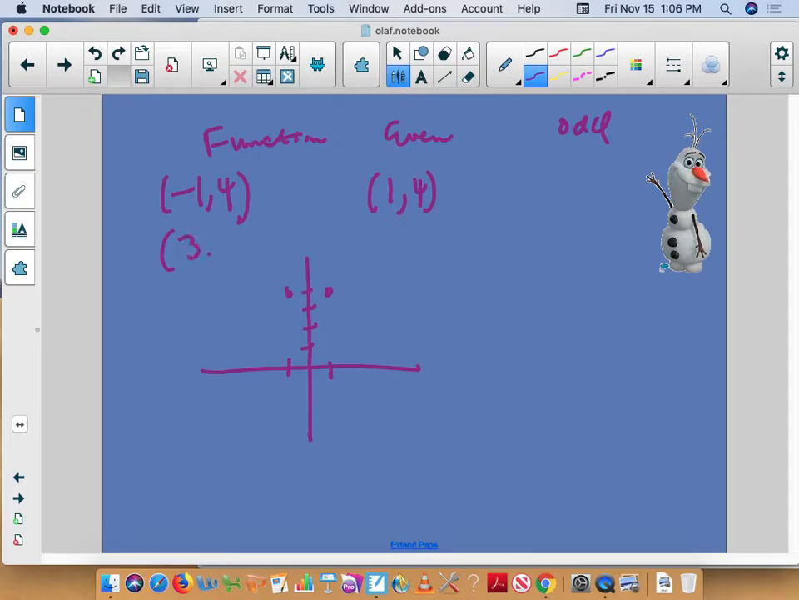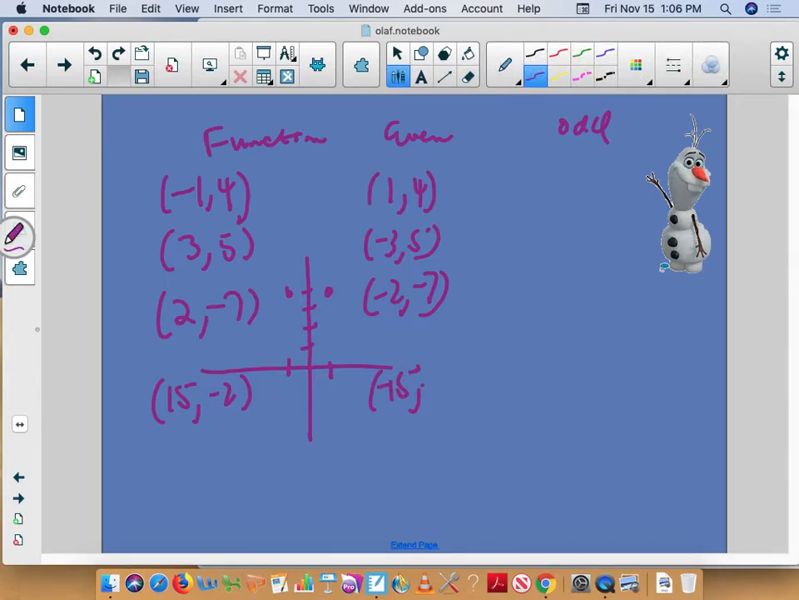If I go out 3 and up 5, I should be able to go back 3 and up 5. If I go out 2 and down 7, I should go back 2 and down 7. What's the only number that's changing here, the x or the y? The x. If I go out 15 and down 2, I better be able to go back 15 and what? Down 2.